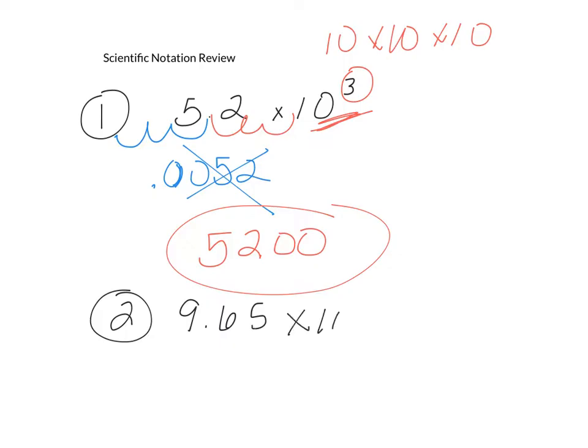9.65 times 10 to the negative fourth. So we know we're going to take this out of scientific notation, but which way? Well, we know that negative 4 is a small number. So let's make 9.65 smaller. And we're going to do that by moving the decimal 1, 2, 3, 4. And we fill in with zeros. So our answer is 0.000965.